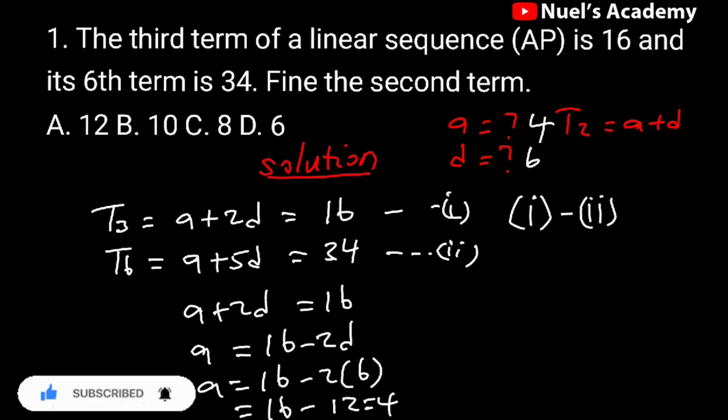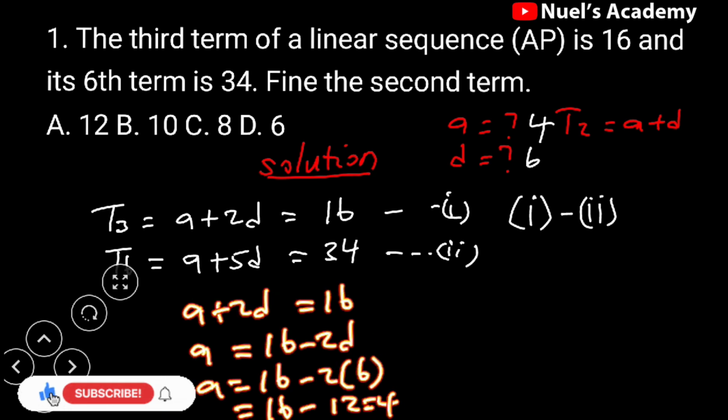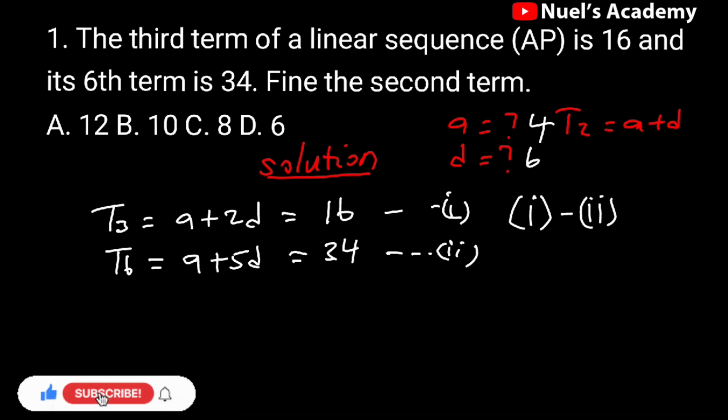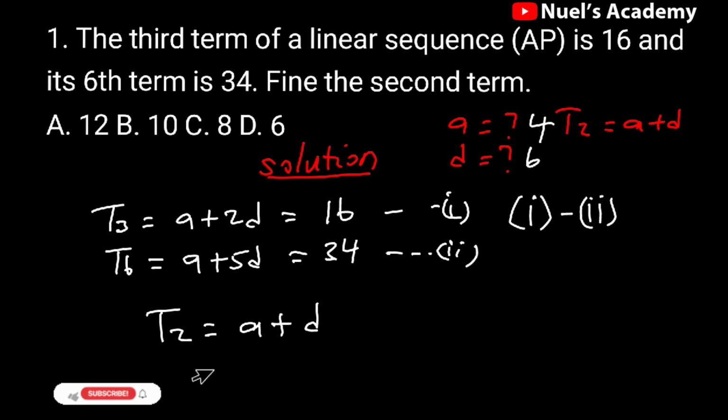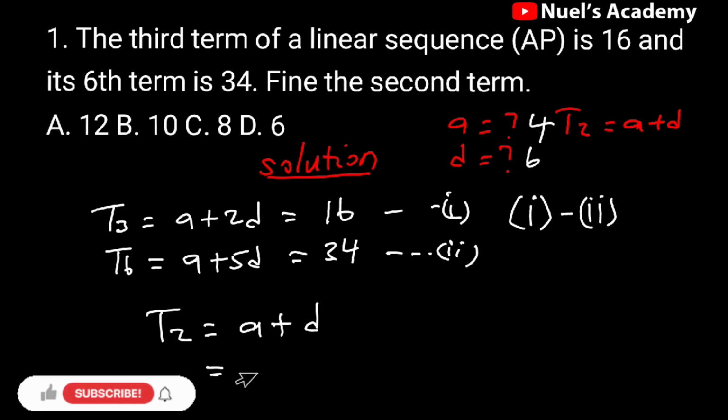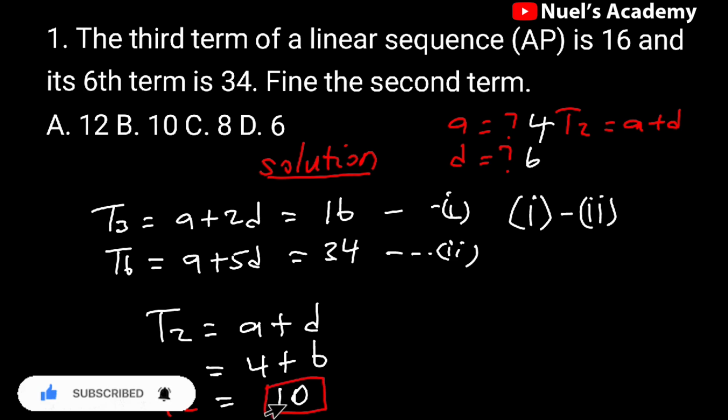Now, having found the value of A and D, the first term and the common difference, let's now find the second term of the AP. The second term is given by the first term plus the common difference. So we have A is equal to 4 plus D is equal to 6. 4 plus 6 is equal to 10. So the second term of this AP is equal to 10, which is option C.